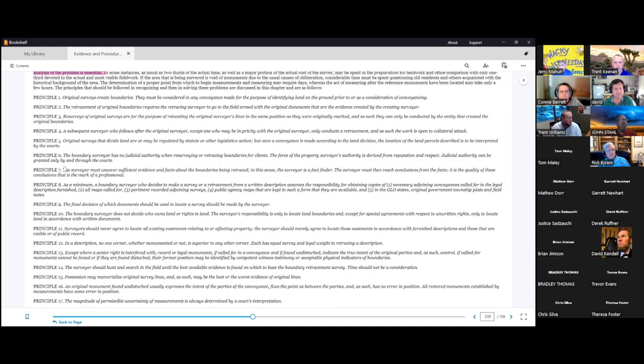Principle 5, original surveys that divide land are or may be regulated by statute or other legislative action, but once a conveyance is made according to the land division, the location of the land parcels described is to be interpreted by the courts. The boundary surveyor has no judicial authority when resurveying or retracing boundaries for clients. The force of the property surveyor's authority is derived from reputation and respect. Judicial authority can be granted only by and through the courts.